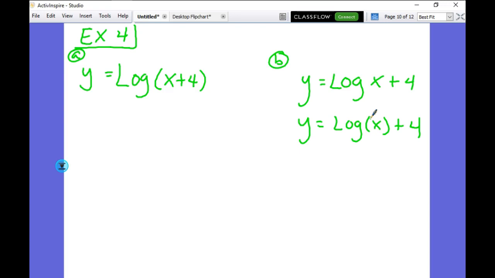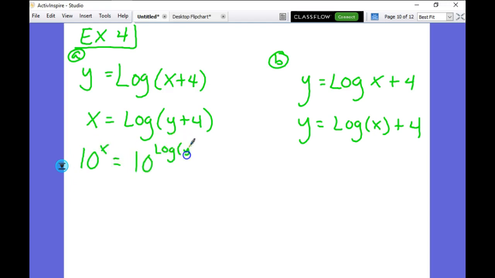On this one here, first of all, we always start off the same, right, by switching these around. Now, do I get rid of an outside number first, or do I exponentiate right away here? We exponentiate right away. And what base am I going to use? 10. So this is going to be 10 to the x is equal to 10 to the log of y plus 4. And on the right side, the 10 cancels the log. So now I'm left with this.